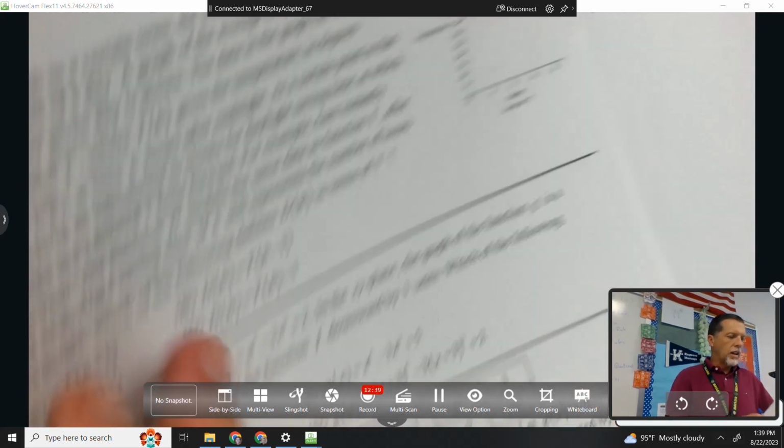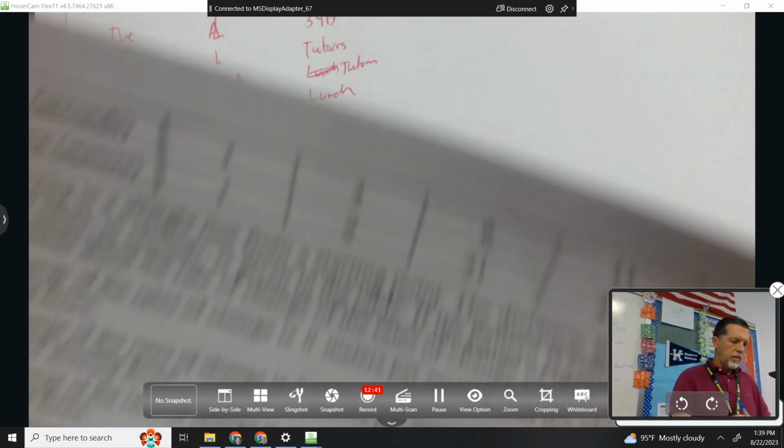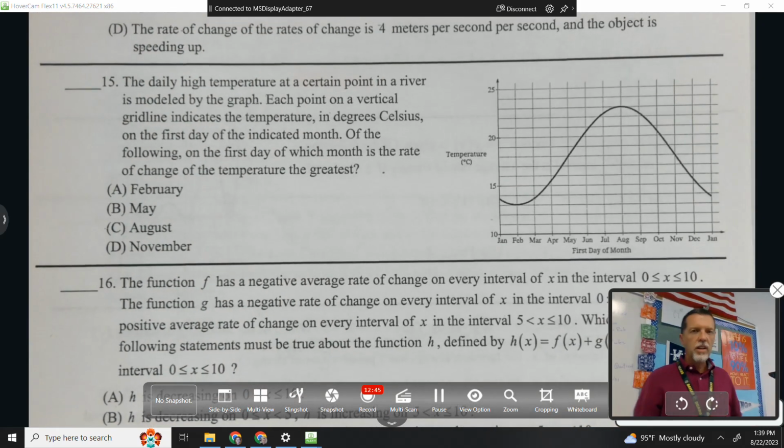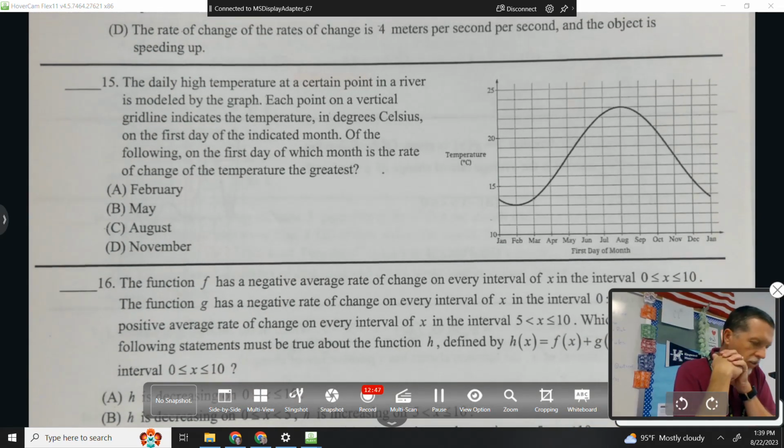Number 15. The daily high temperature at a certain point in a river is modeled by the graph. Okay, so that's the high temperature of the river from January to January. Okay, that makes sense. It's hottest in August, coldest in February. Got it. Each point on a vertical grid line indicates the temperature in degrees Celsius on the first day of the indicated month.